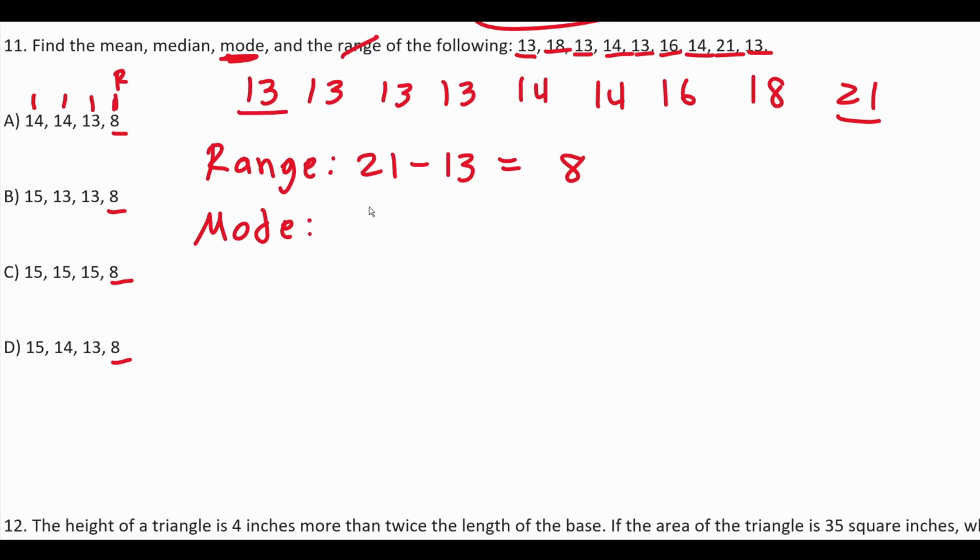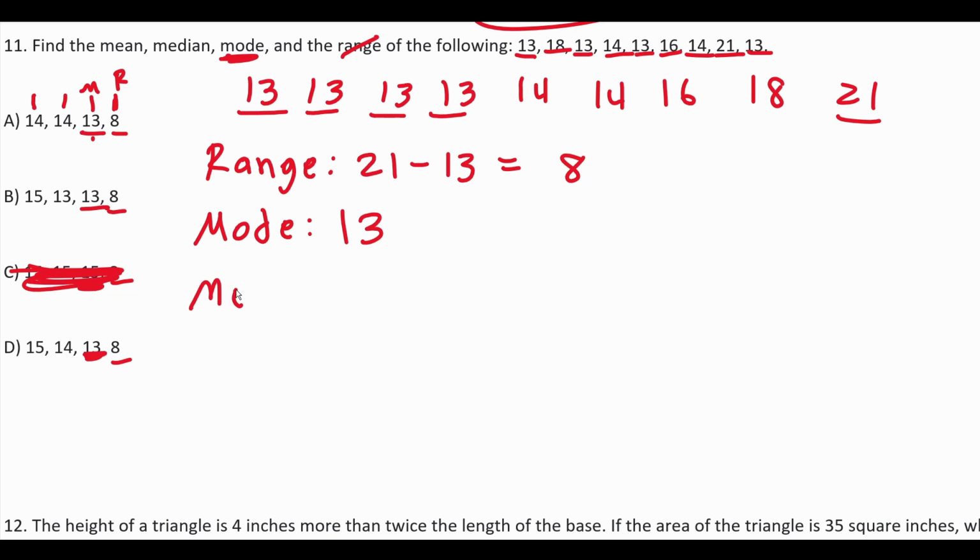As it happens, the mode is the number that appears the most often. Whereas 13 appears 4 times, all the other numbers appear once or twice. So our mode in this case is going to be 13. Mode here is 13. Mode here is 13. Mode here is 15. Mode here is 13. So we know C is not a viable answer choice.